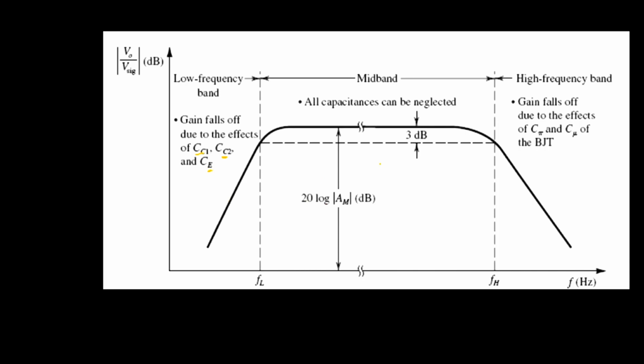And at high frequency, your inbuilt or parasitic capacitances, which are C pi and C mu, tend to become active, due to which, again, as you increase the frequency beyond a certain limit, the voltage gain tends to fall off. So the region in the middle, which is called the midband, where the frequency is not too high or not too low, is the ideal region for amplification.